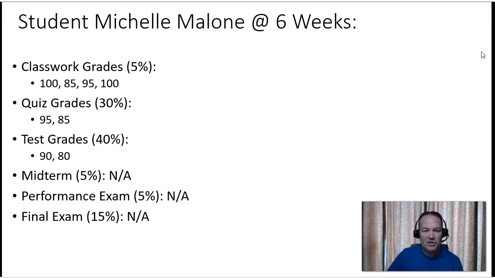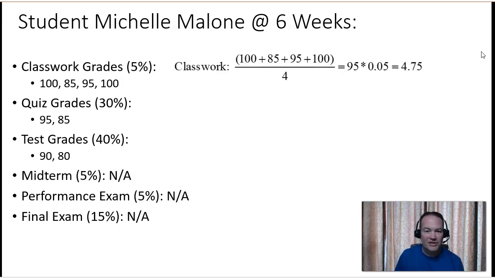So here's how Michelle could hand calculate her grade. First thing she needs to do is calculate her classwork average and then multiply that by 0.05. So if she does that, she would add together the 4 grades in the classwork category and divide that by 4. That gives her a 95 classwork average. She would then multiply that by 5%, which is 0.05. That gives her 4.75. Okay, remember that number.